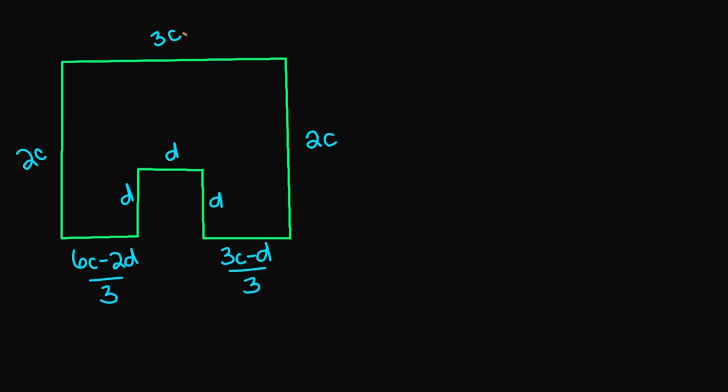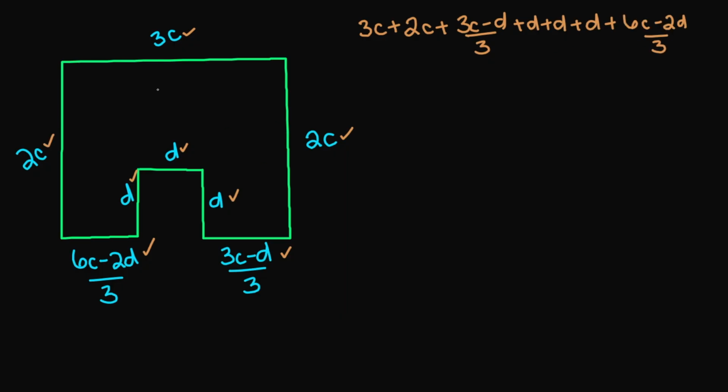Let's look at this example. 3c plus 2c, and then plus (3c minus d) over 3, plus 3d's here, plus (6c minus 2d) over 3, and then plus 2c. Now we're going to combine like terms. So we have 3c plus 2c, that's 5c. And then we have 5c plus another 2c, that is going to be 7c. And then we have 3d's here plus 3d.